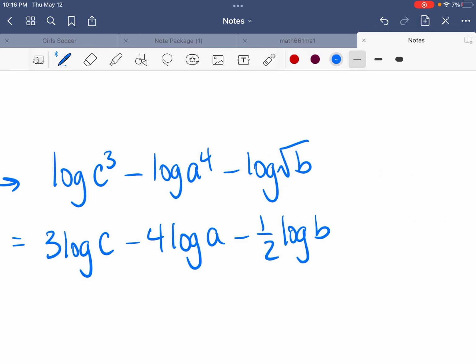Okay, I made a little jump here. Root b is the same as b to the half. So if you're going to bring down the exponent, it's a half. So that's where this half comes from. It's the root.